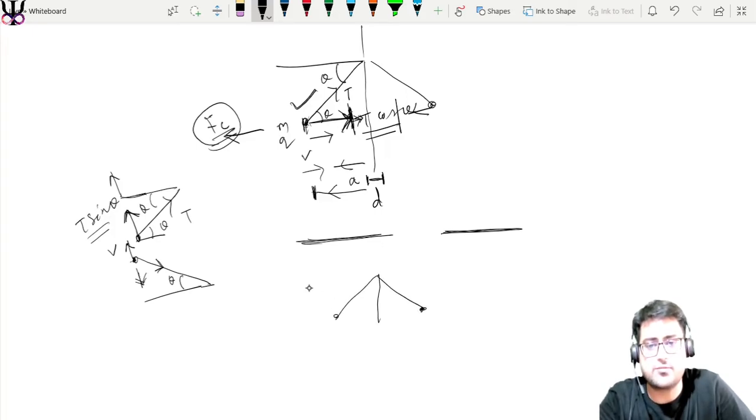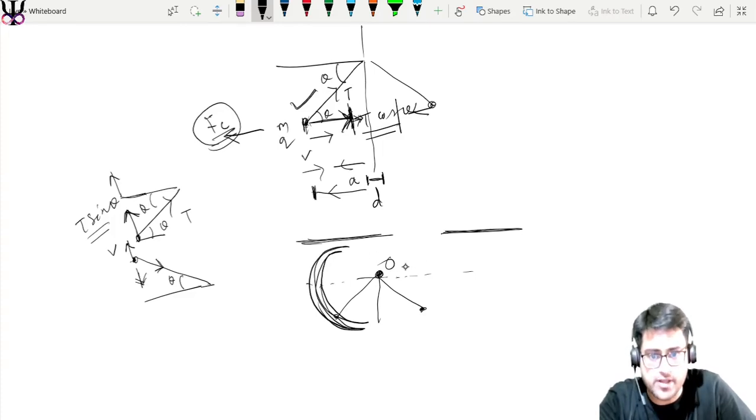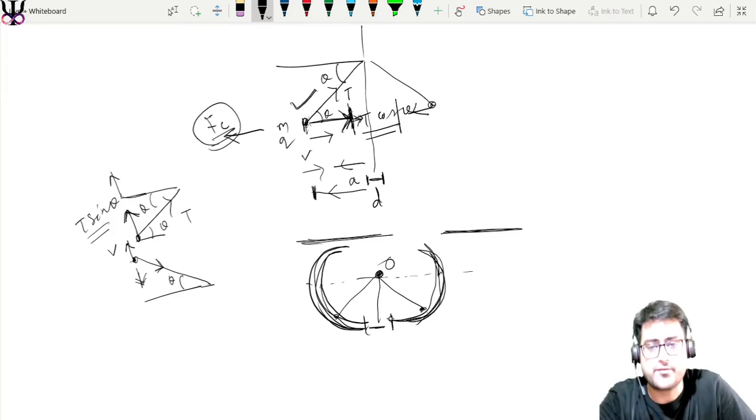From the frame of reference of this point, the center O, this particle would start from here, come here, and then go back here, come here, and go back again. This is how it is going to happen. And similarly, mirror symmetrically, this side would also be moving like this. So this separation is what we need to find out. Now we have an understanding.